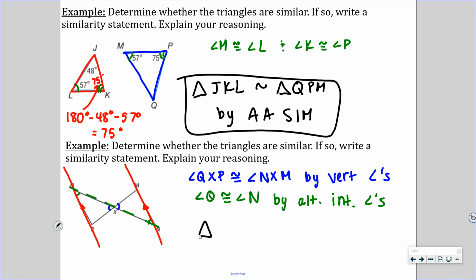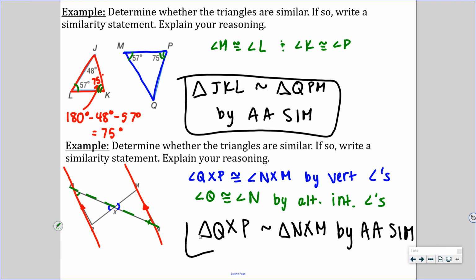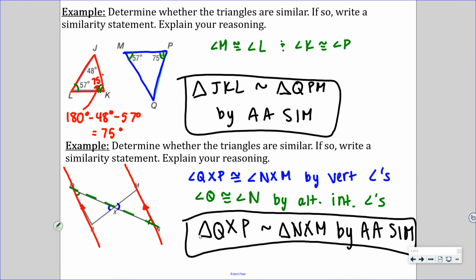So, write our similarity statement. Triangle QXP is similar to NXM by angle sim. Okay, not bad.